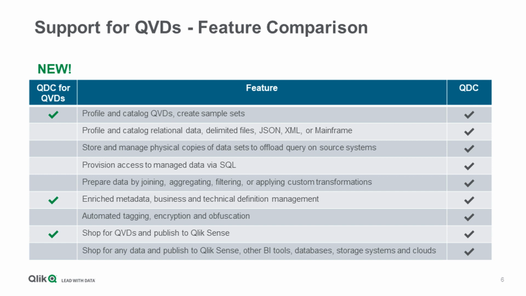And lastly, the shopping for data experience differs in that we can publish not just to QlikSense in the full product, but to virtually any other BI tool, or to a database, or to a flat file, or out to S3 in your AWS, or into ADLS in your Azure environment. So that's really a good comparison of the simplified QDC for QVDs versus the full footprint.